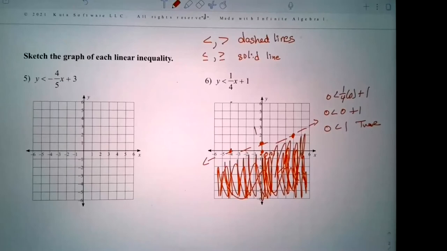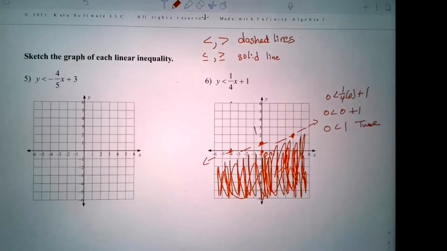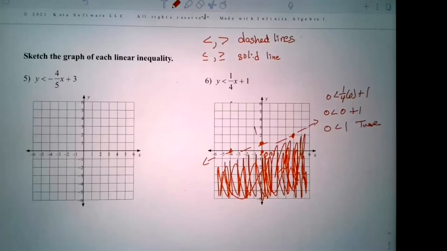Now, if it went through the y-intercept, then I was looking for what type of line it was. Because remember, in inequalities, you have two types of lines: a dashed line and a solid line. So I was looking at the particular type of line. If you put the wrong line, I took off half a point. And then I was looking at the shade. If you shaded on the wrong side but had the right line, I took off half a point.